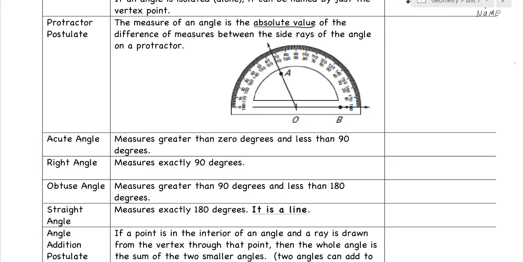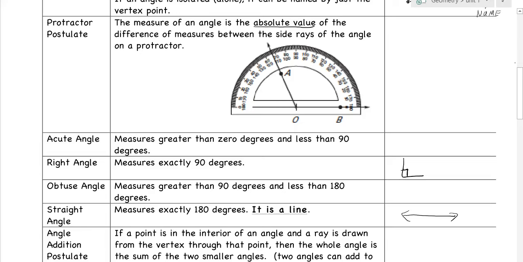4 big types of angles that you probably already know. Acute angles measure greater than 0 and less than 90 degrees. Right angles measure exactly 90 degrees, and we use the little box to indicate them. Obtuse angles measure greater than 90 degrees and less than 180 degrees. Straight angles measure 180 degrees. These are lines.